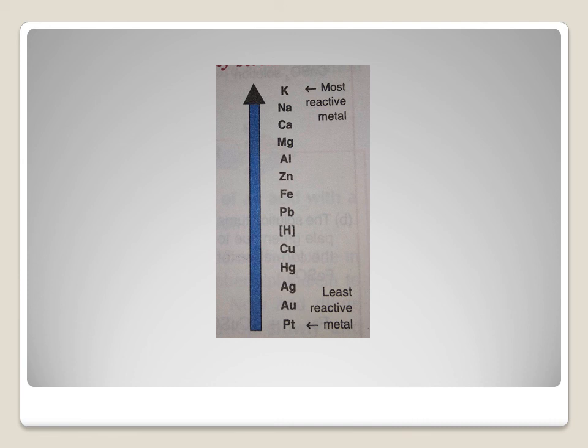Moreover, hydrogen adds a borderline between the most reactive metals and least reactive metals. Metals above hydrogen are more reactive and metals below hydrogen are less reactive. And metals above hydrogen in the activity series can displace hydrogen from acids.